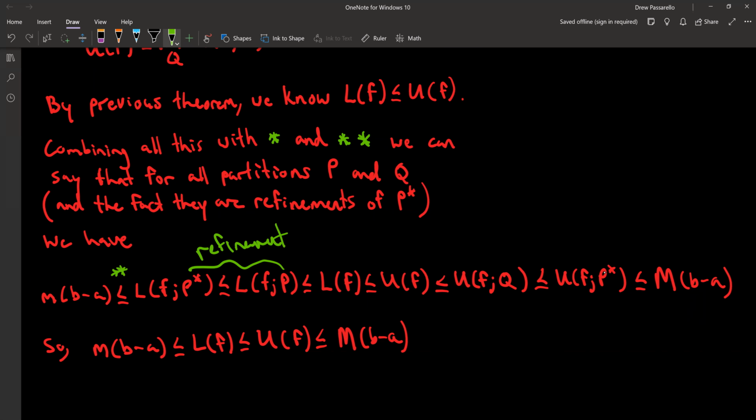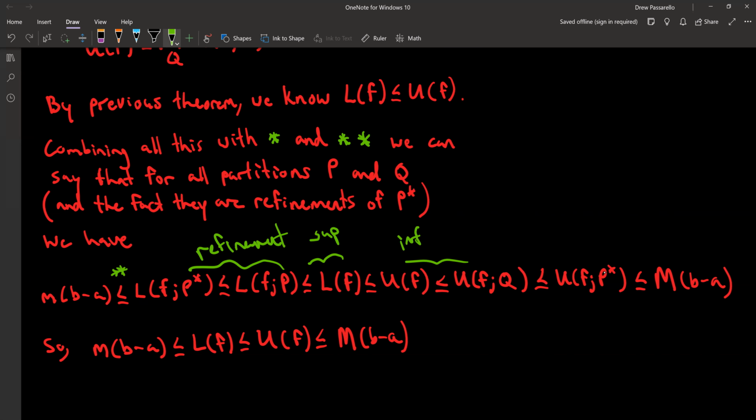And we know L(f) is the sup of all the lower sums. So the lower sum of all partitions P is less than or equal to L(f), since L(f) is the sup of lower sums. All right, and then we know that's less than or equal to U(f) by previous theorem. And then U(f) is the infimum of all upper sums. So U(f) is less than or equal to the upper sums of all partitions Q, because U(f) is the infimum of all upper sums.